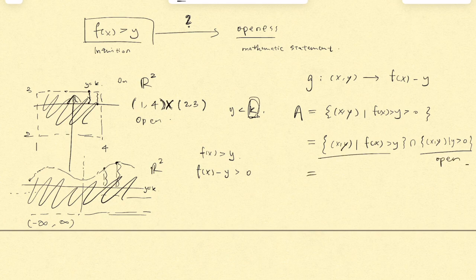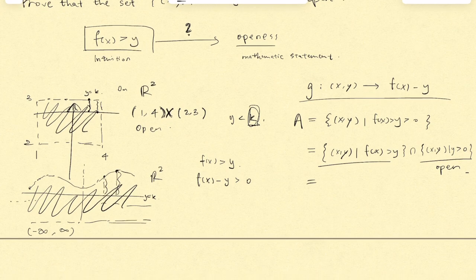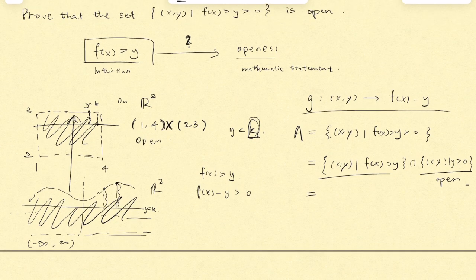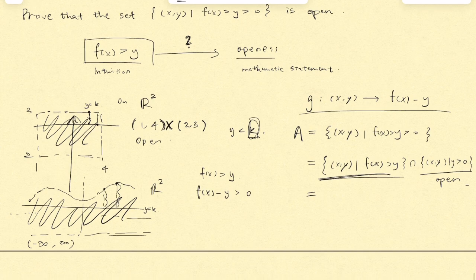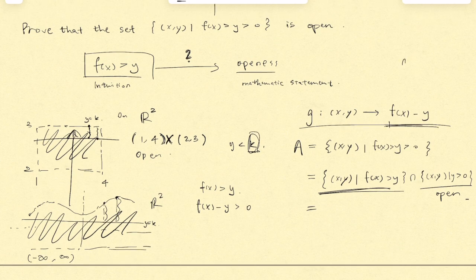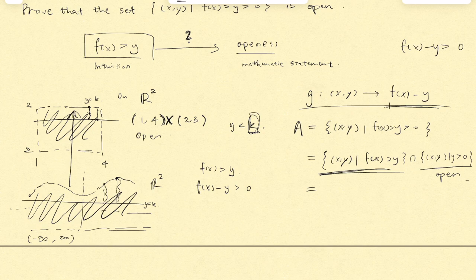Okay, now for this set, we are trying to use this function that we constructed to define all of the points in the set. Notice how all of the points in this set satisfy f(x) is larger than y, so they must satisfy f(x) minus y is larger than 0, right? So this is the range of g. All of these points right here are the points that satisfy that when you input them into this function g, the output is larger than 0.